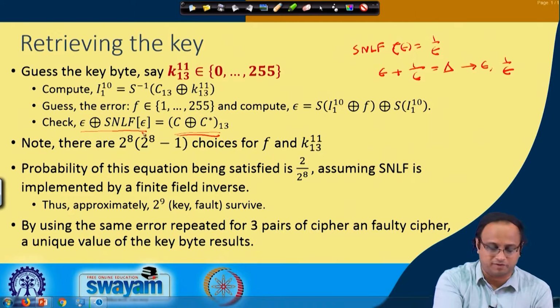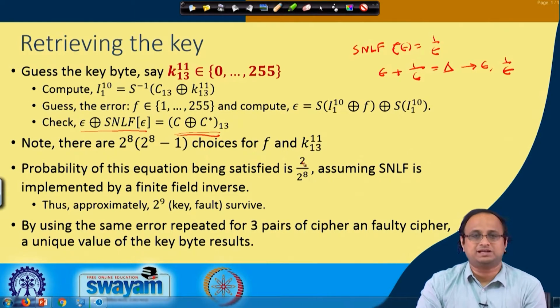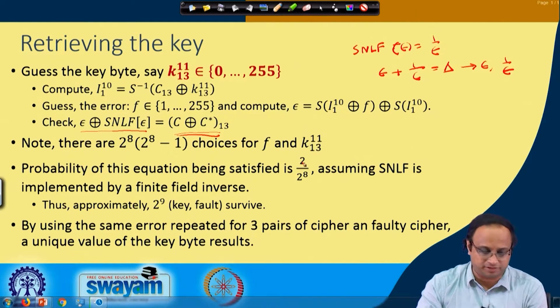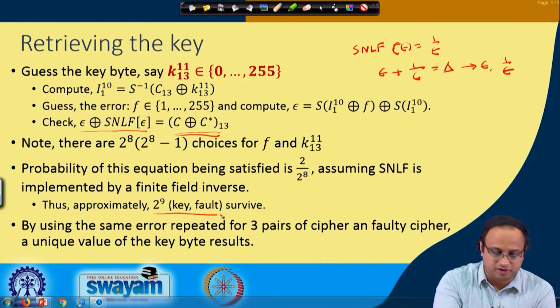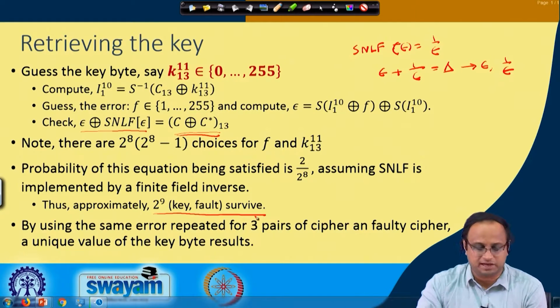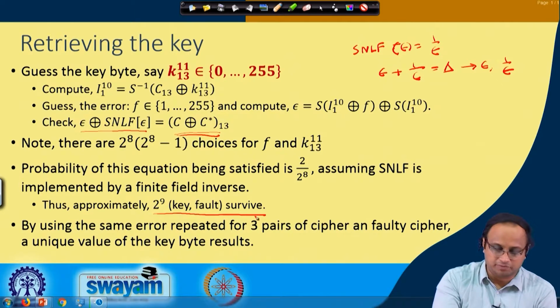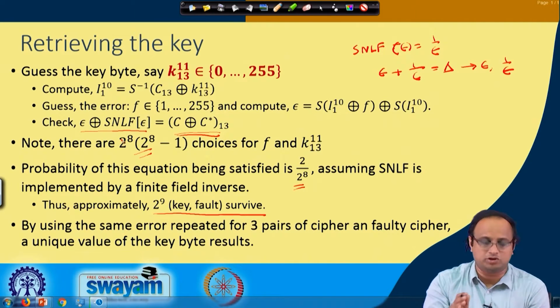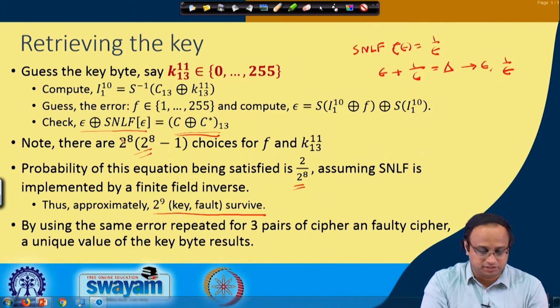Actually it is not one value, but there are 2 values which can satisfy, depending upon the value of your epsilon. So roughly speaking, if you consider this, then approximately 2 to the power of 9 values will survive and satisfy this equation. If I multiply this probability with this, then 2 to the power of 8 gets cancelled with 2 to the power of 8, and you have roughly 2 into 2 to the power of 8, which is 2 to the power of 9 key fault pairs which survive this test.